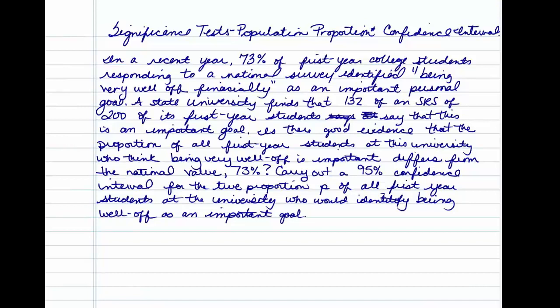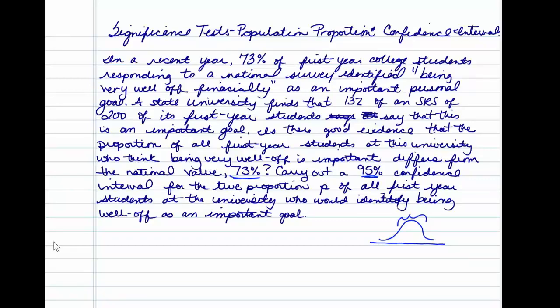Is there good evidence that the proportion of all first-year students at this university who think being very well off is important differs from the national value, 73%? Carry out a 95% confidence interval for the true proportion, p, of all first-year students at the university who would identify being very well off as an important goal. So hopefully you're getting the idea of the confidence interval.